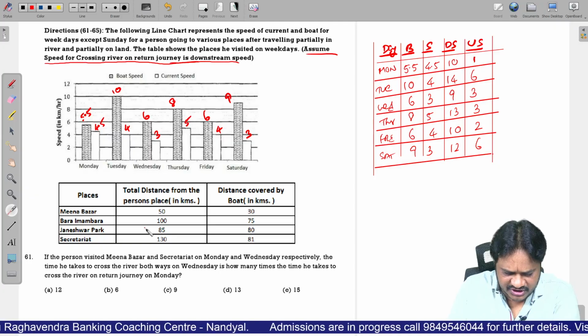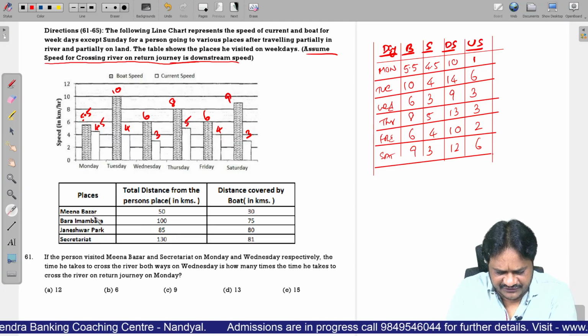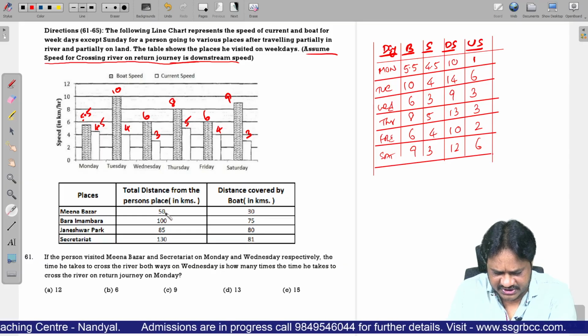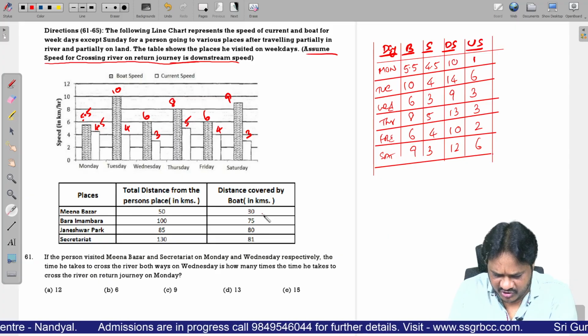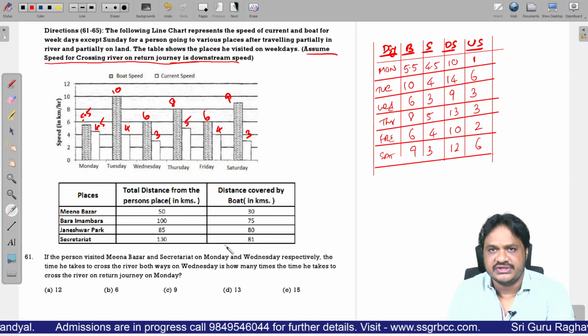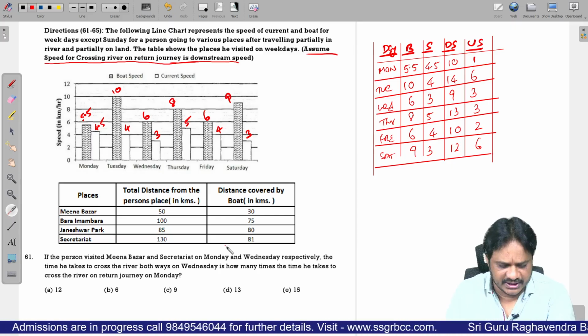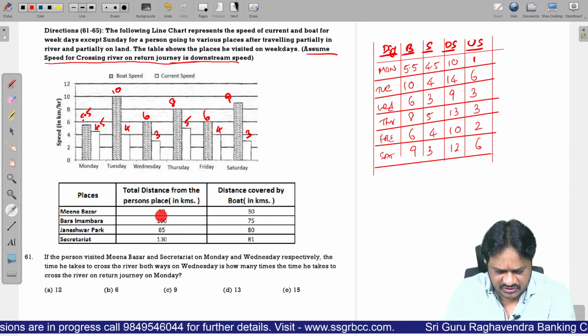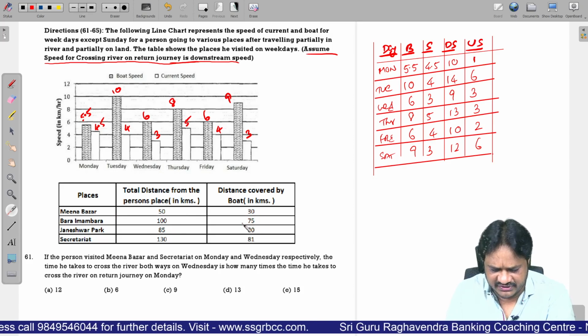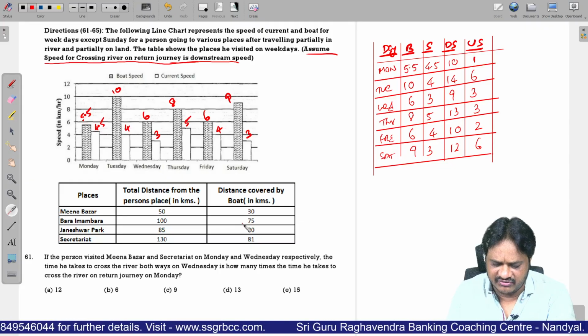Now, coming to the table, these are the different places in Delhi. Meena Bazaar: the total distance from the person's place is 50. By boat he is covering 30. That means on land he will be covering 20. Bara Imambara: the total distance is 100. By boat he is covering 75. On land he is covering 25. So like that we have to take the values.